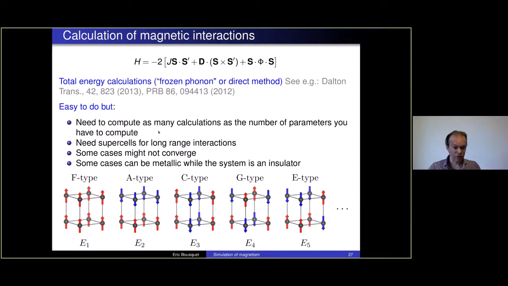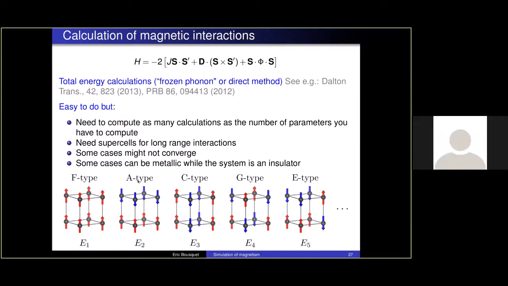The only problem is that if you have 10 superexchange parameters, you need 10 magnetic configurations to be calculated. And if your magnetic interaction goes beyond the unit cell, you need to make supercells, and the calculations start to be heavier and heavier. You have many calculations to do with heavy supercells. And in some cases, you can end up in troublesome situations where some of the magnetic types are not converging.